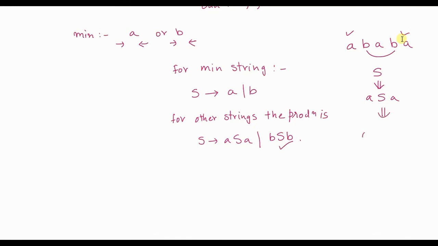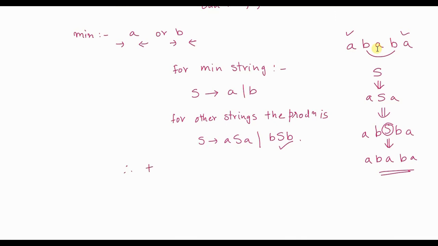I will first write A, then S will be replaced with BSB, and that's how I will get this B and this B. And now what remains is a single A. So then I can substitute this S with a single A. What I get is the required string. Is it not a palindrome? Yes. So at any point of time, this S can be either A or B.